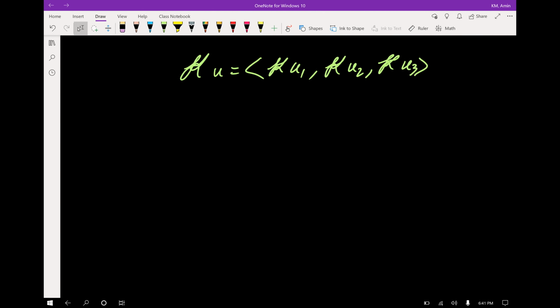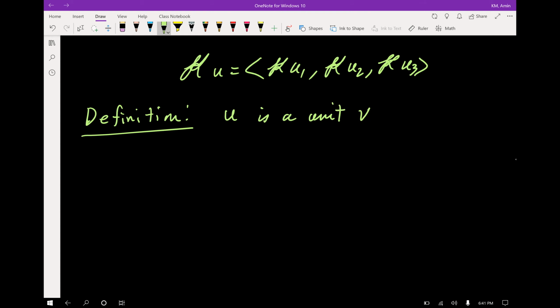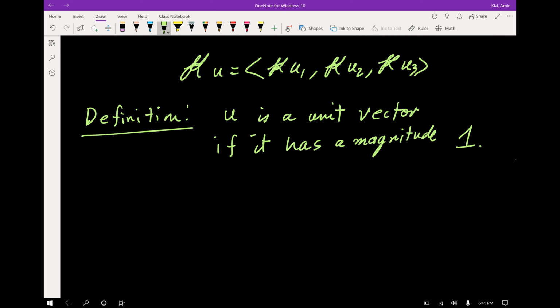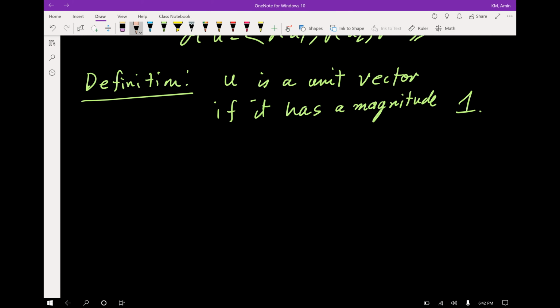All right, so let's look at some definitions. u is a unit vector. And we love unit vectors. Why? What's the magnitude of a unit vector? Calculations are often easier when we're dealing with unit vectors.